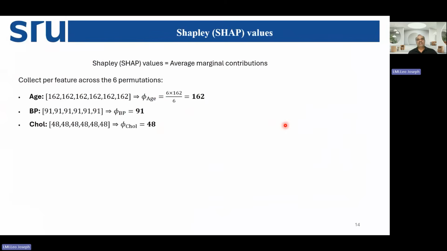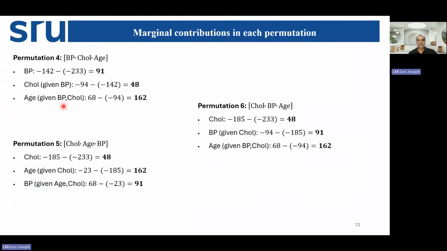Now let us check what happened. SHAP values will be the average of marginal contributions. So collect all the 6 permutations. What are the ages? You already see that in all 6 permutations, age is 162 only. Even though the contributions are different, finally you are getting age as 162. You can ask why this happens, but this is what the permutation is showing. So initially it is calculating BP and checking whether it is changing or not. So here you are getting 162 in the last term, but this age value will not change, even though you are subtracting with different things.